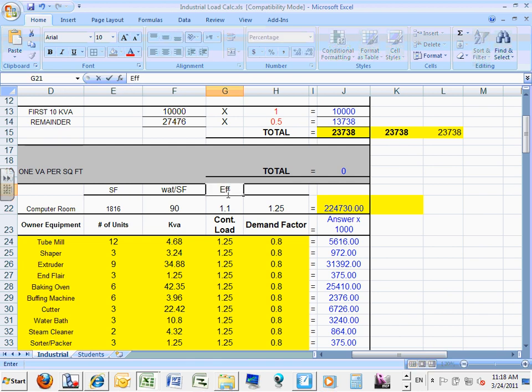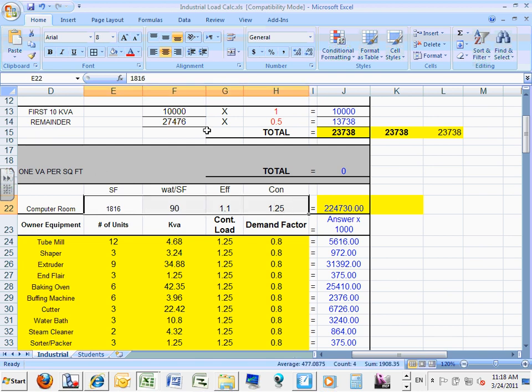Can you guys put F at the top here, efficiency? Why did I multiply by 1.1? That's efficiency, 10% efficiency. The system, guys, will have 10% losses. I want to accommodate for this. And then the 1.25 continuous. This is continuous load, 1.25. Everybody got these? Because these are engineered values. These ones are engineered values. Everybody got them? These red ones?